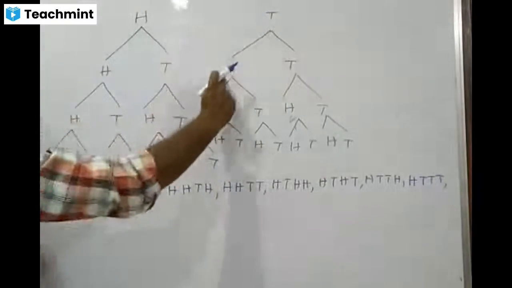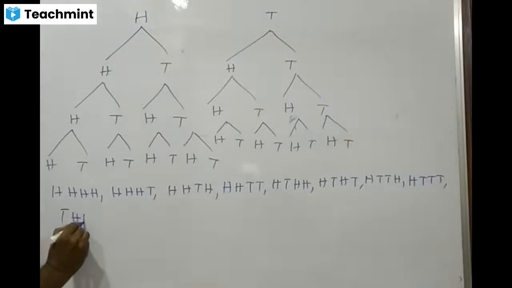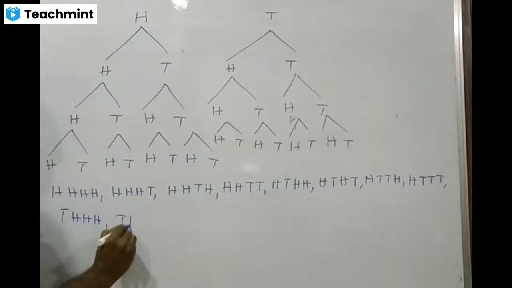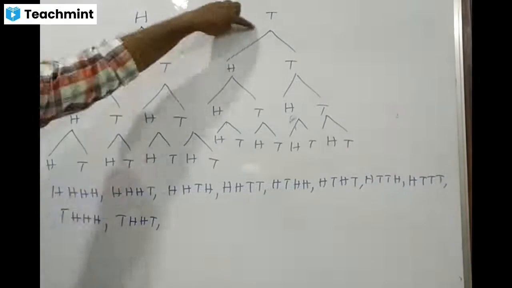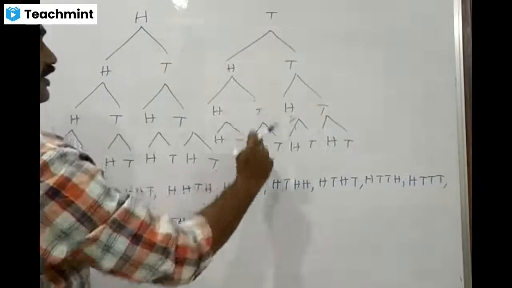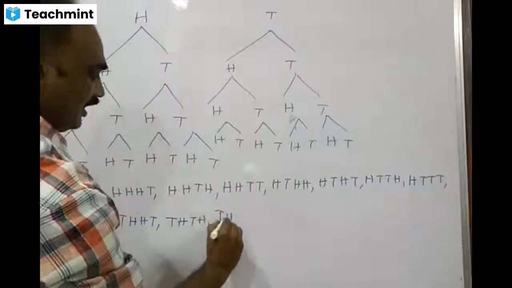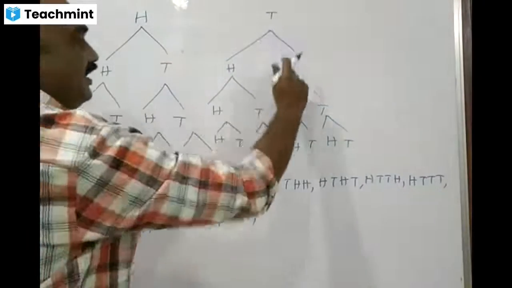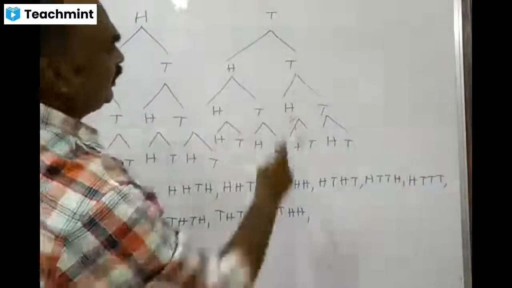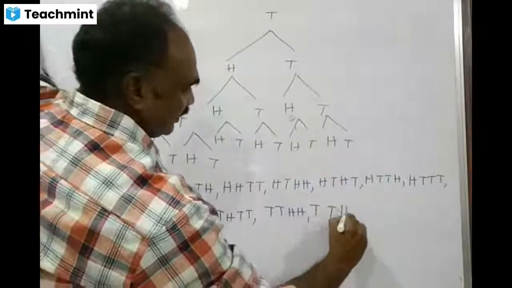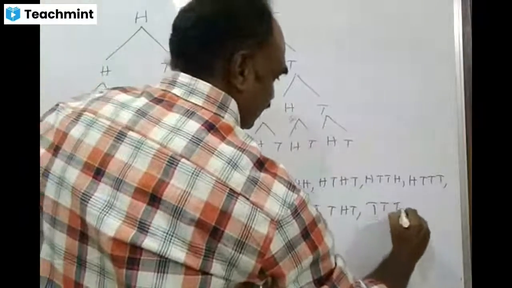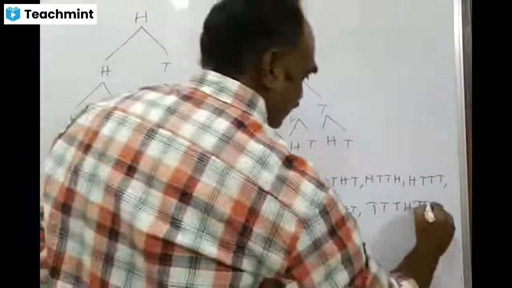Next THHH, THHT, next THTH, THTT, next TTHH, TTHT, next TTTH, and the last one is TTTT.